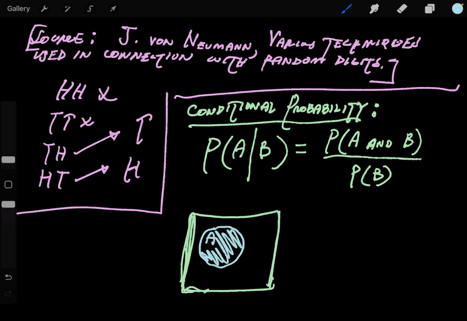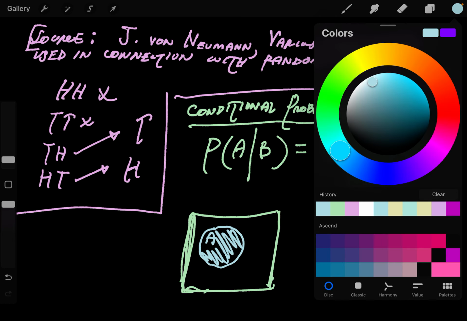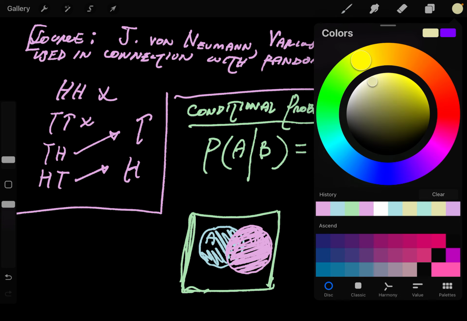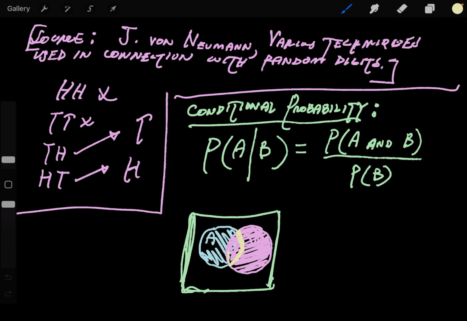That should make sense. Now, if I say that this here is the circle B, I want to know the probability that the dot lands inside A, given I know that the dot is somewhere inside B. So I know that the dot is somewhere in here. What's the probability that the dot lands inside A? Well, you should convince yourself that it is just the probability that it lands in both, which is this region. This is A and B.